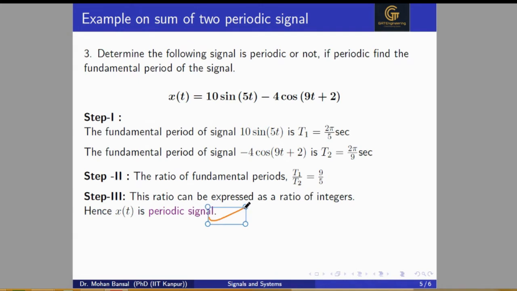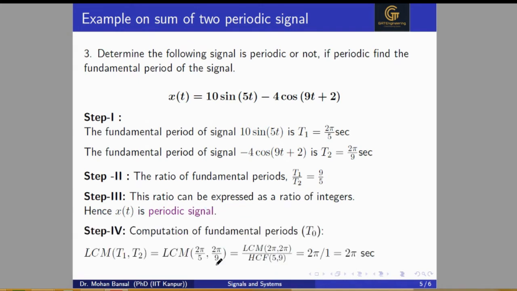So what will be the time period of the signal? 2 pi divided by 5, 2 pi divided by 9. We take the LCM of 2 pi by 5 and 2 pi by 9. It is the LCM of the numerators divided by the GCD of the denominators. Here the GCD will be 1, and the LCM will be 2 pi. So 2 pi divided by 1 will be 2 pi seconds. So this is the time period of the given signal.